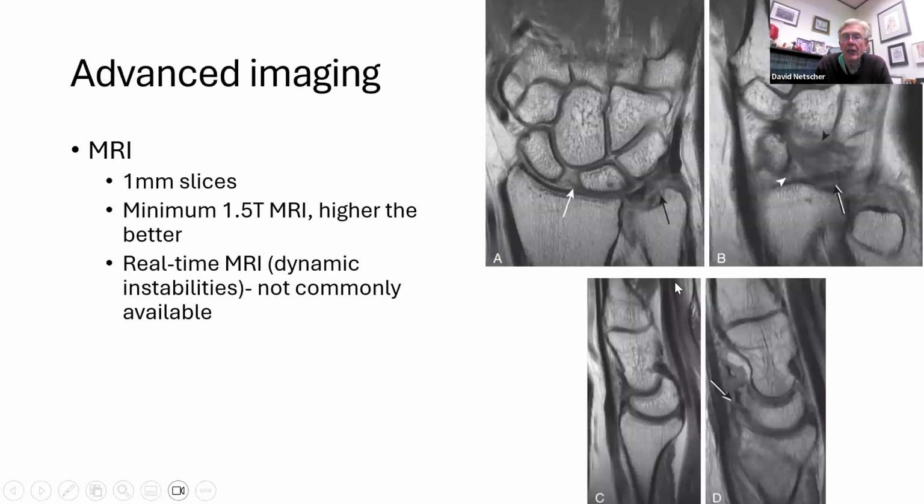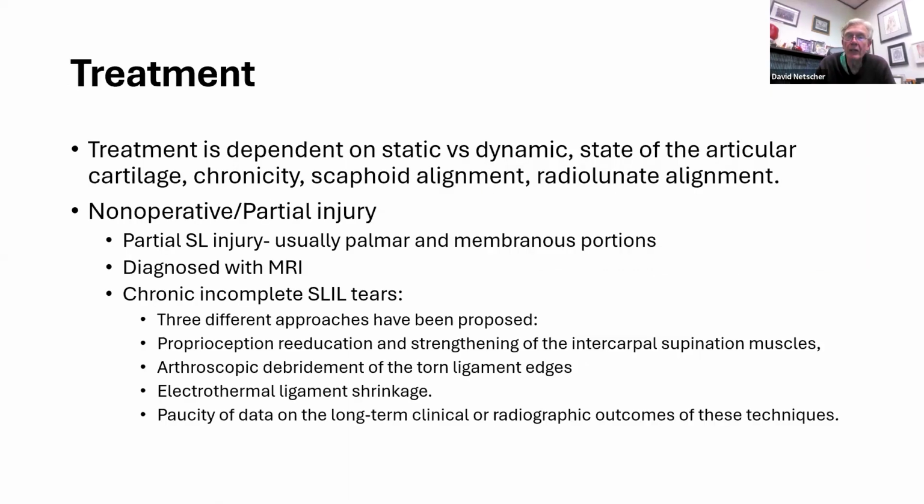And then you may go to your MRI, and you can see here the lunate is facing backwards, and we've got a wide gap here. And the MRIs are so sophisticated that on the coronal and axial views, you can actually see those dorsal and volar components of the scapholunate ligament. There is such a thing as real-time MRI where you can actually open that gap and see the dynamic changes that are occurring. That's not commonly available.